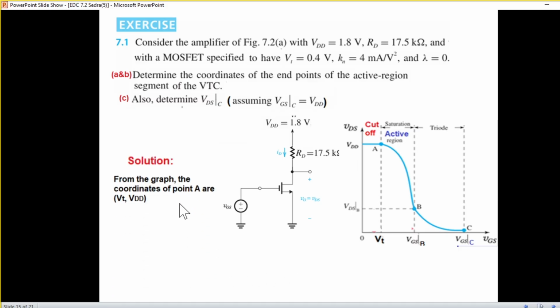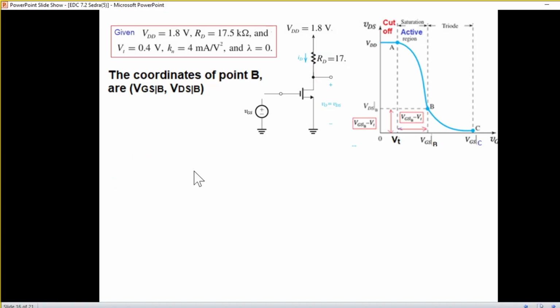So the first thing, from the graph, the coordinates of point A are VT and VDD. This is simple. VT is given as 0.4 and VDD is 1.8. So it is 0.4 and 1.8 volt. This is part A. Now part B is VGSB and VDSB.